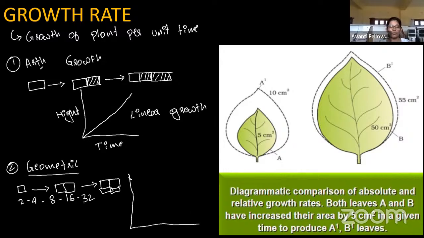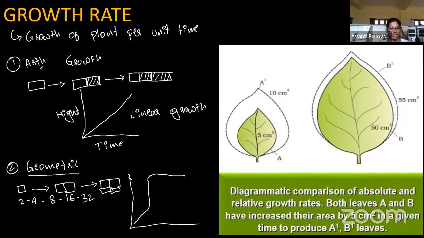Initially from 1 to 2, 2 to 4, and suddenly the number increases to 16, 32. Then what happens? After some time, there are some limiting factors. The plant cannot grow more than that, or the cells cannot grow more than that because of that limiting factor. So what is going to happen? It will stop its growth.